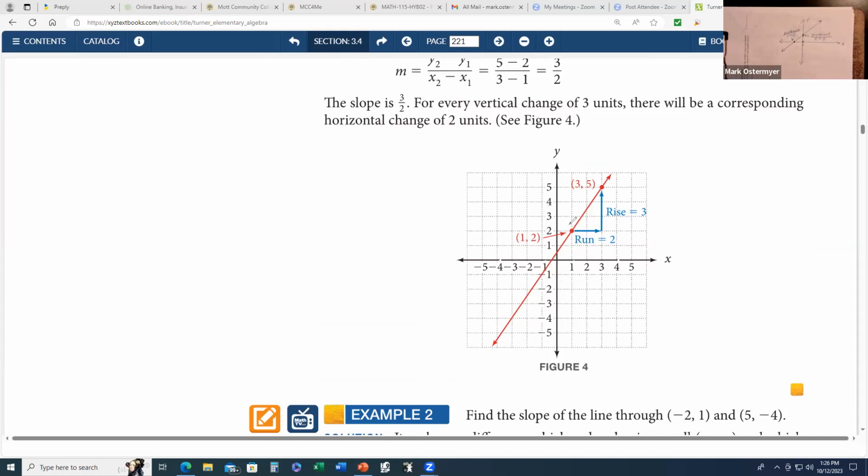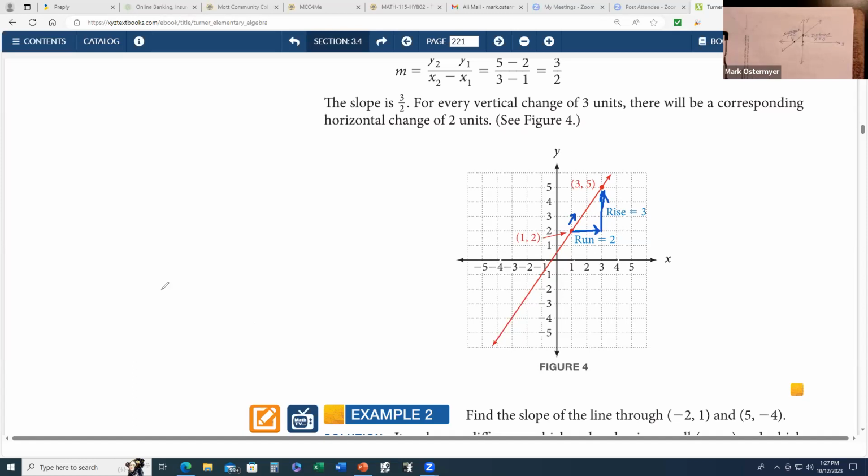If you were to walk along this red line from the point (1, 2) up to the point (3, 5), you would experience a rise of 3 positive units. And you would experience a run of 2 positive units. So the ratio of the vertical change versus horizontal change, or the rise to the run, would be 3 over 2. That's why the slope of this line is 3 over 2.